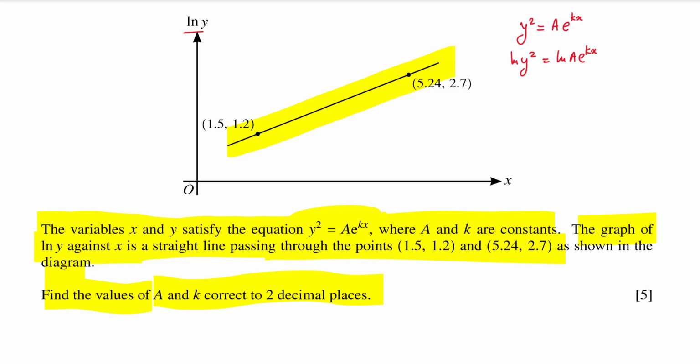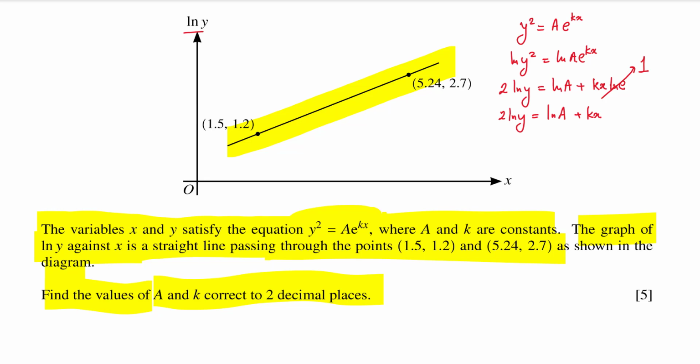Power will come in the multiplication, so you are left with 2 times ln y equals, now it is product as well as power, so two properties together, it is going to be ln of a plus kx ln of e. And we know ln of e is 1 because ln means log base e, so log e base e is 1. So we are left with 2 ln y equals ln a plus kx only.